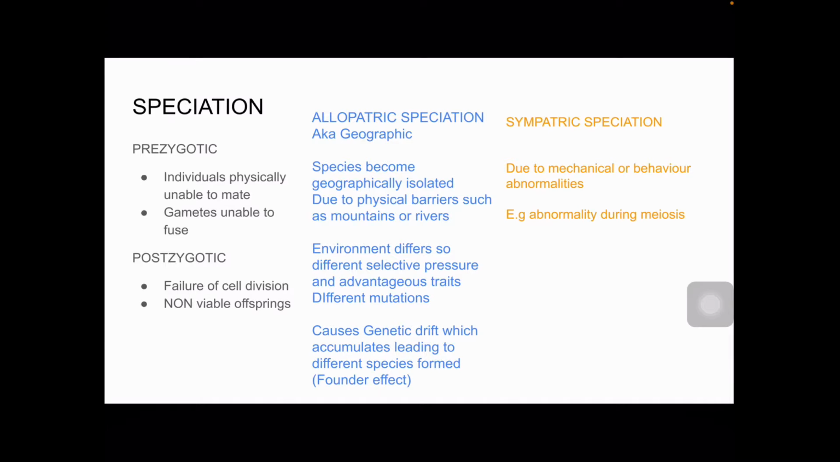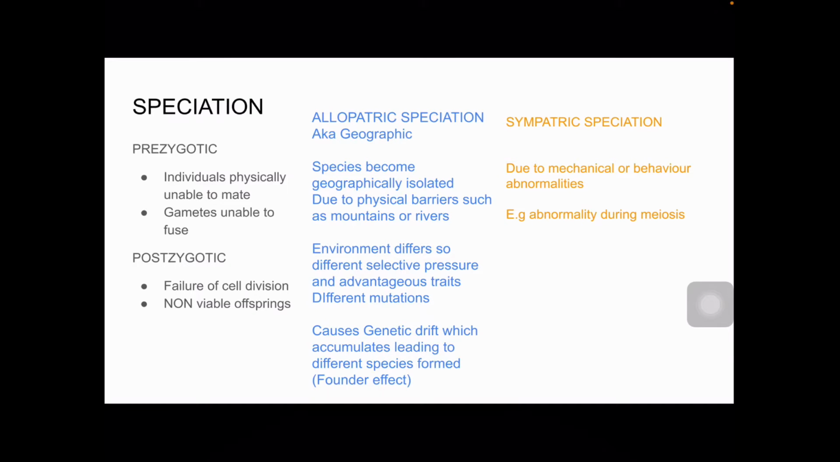Moving on to the frequently asked in exams, allopatric speciation. This is when populations are separated from each other geographically by a physical barrier such as a mountain or a river. So the different habitats they're in mean different environments, so different selective pressures, different advantageous traits, and also different mutations occur. This leads to genetic drift in the population, which leads to alteration of the allele frequency, causing evolution and a new species to form. This is known as the founder's effect.